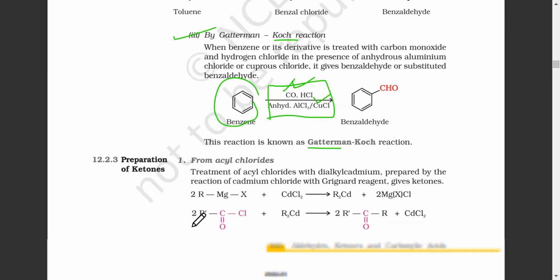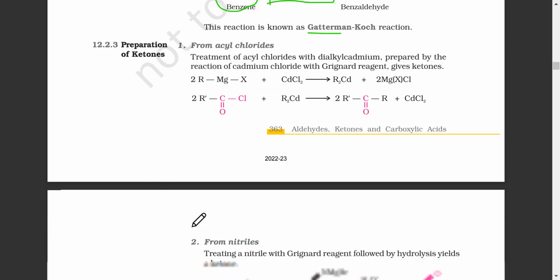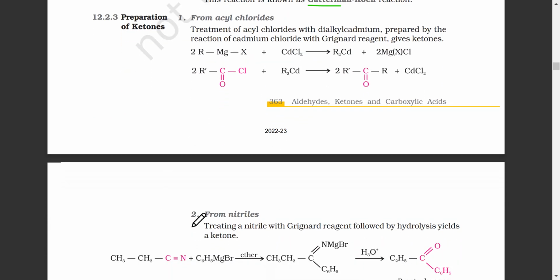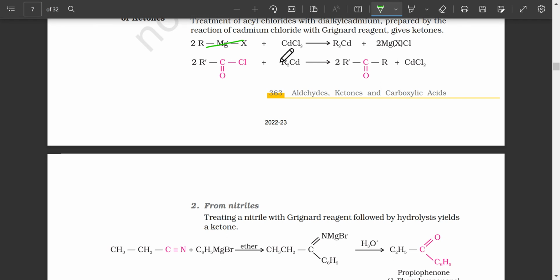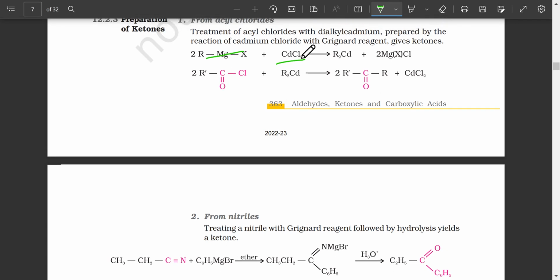Now coming to the preparation of ketones. अब ketones की क्या special methods हैं prepare करने की? So the first one given is from acyl chlorides. Acyl chloride, हम basically पहले एक Grignard reagent लेते हैं अपना. We know that's RMgX. Fine. And we are making it react with cadmium chloride. Fine. And what you get from here is dialkyl cadmium and MgXCl.